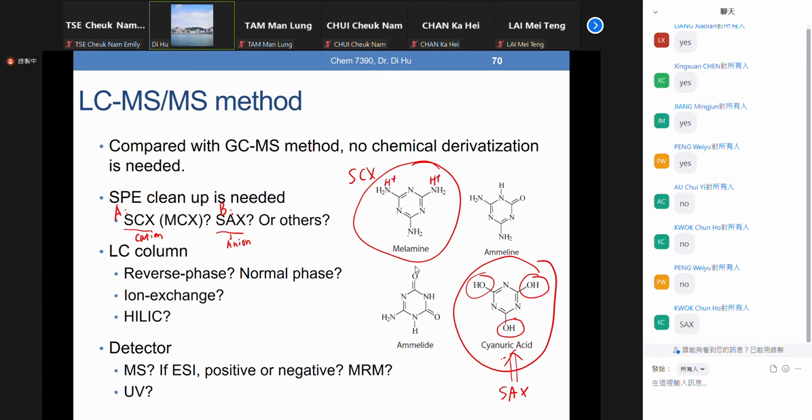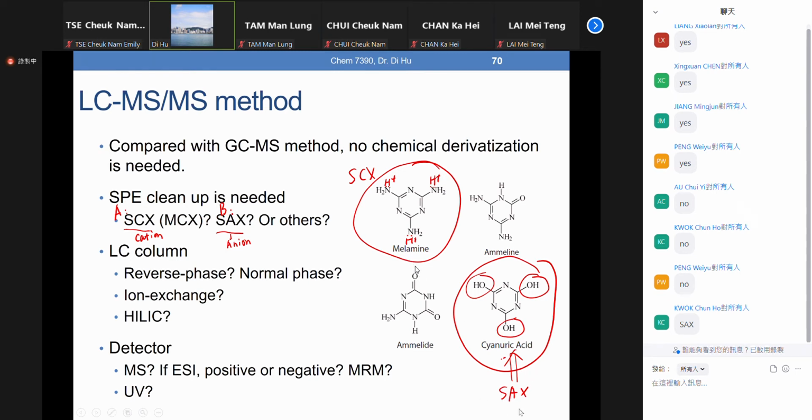So why is this amine easy to protonate? Because it has a lone pair of electrons. So that's why you acidify it, then load it on a strong cation exchanger, and then elute it with basic methanol to break that interaction.